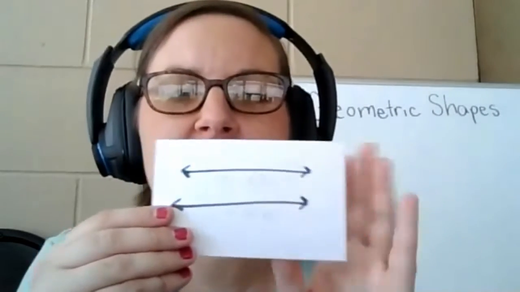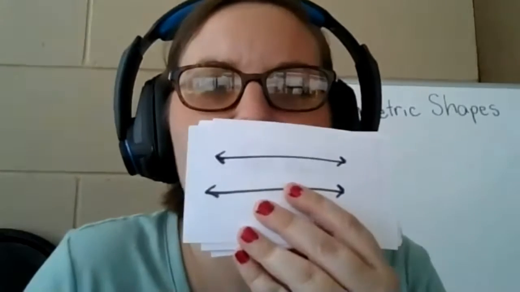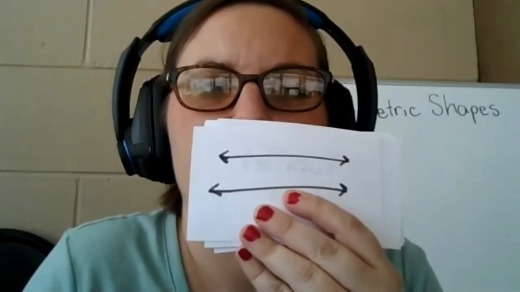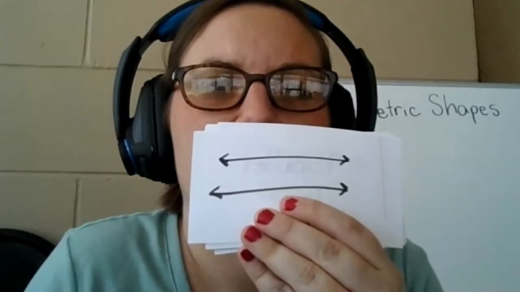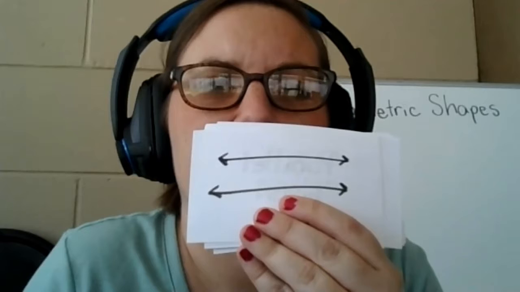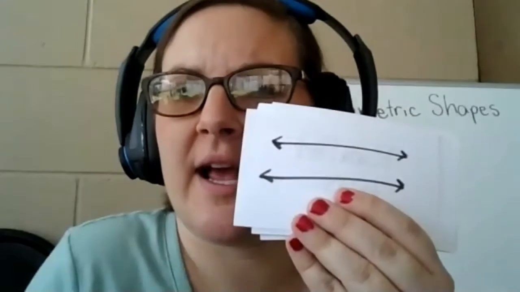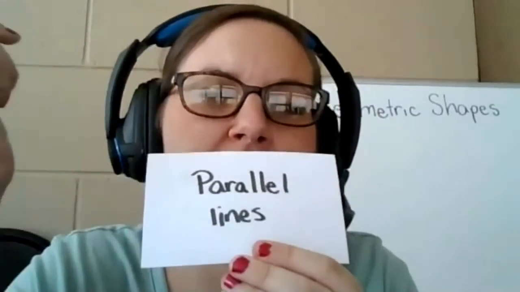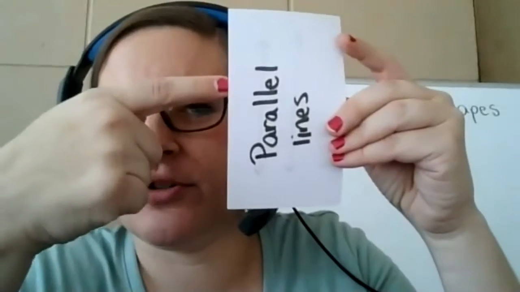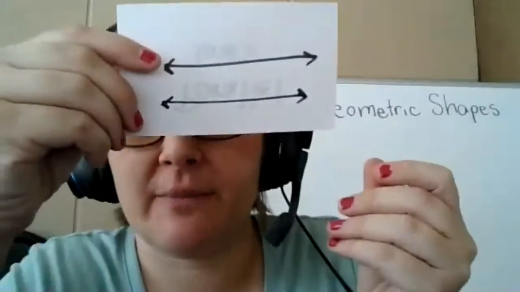Who remembers what these type of lines are called? When they never touch, if you're on a road, two lines are going next to each other that never touch. What are these type of lines called? Lily? Parallel lines. I forgot to teach you something in the word. If you look at the word parallel, there are two L's that are parallel. If you look at them to the side, do you see how these two lines are running side by side? They are parallel and they look like parallel lines.